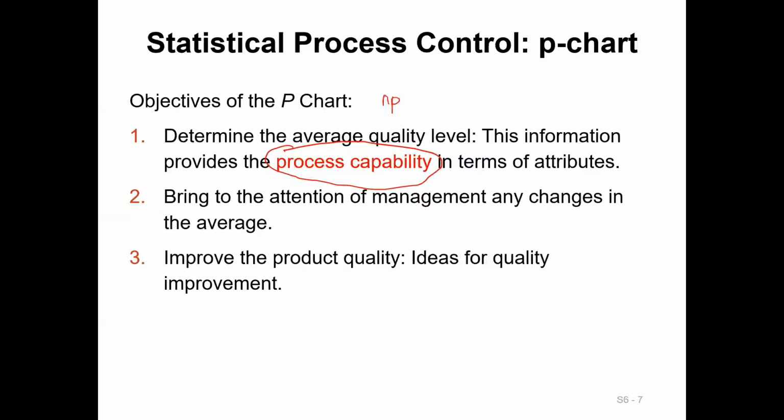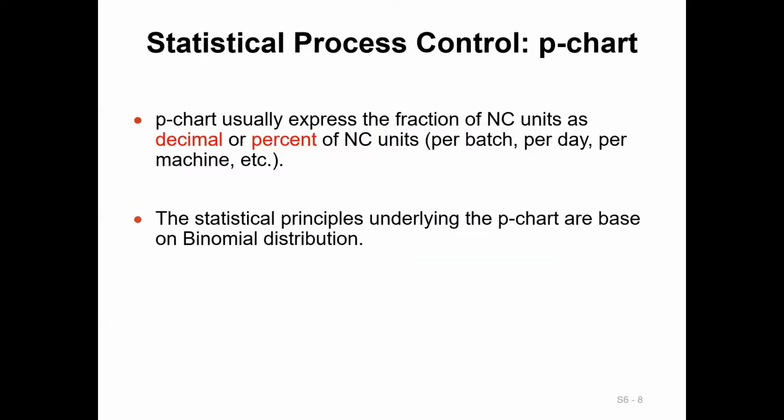Okay. And then bring to the attention of management any change in the average, quite similar to the X-bar chart. You monitor the chart; if there's an abnormal trend, then action is required. And if the process continues to be monitored and improved, then in the long run, you should be able to improve the quality of the product. So that is the objective of the P-chart.